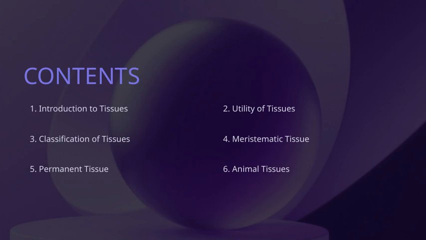After that, we'll explore animal tissues, highlighting the different types that make up our bodies and their specific roles. Finally, we'll look at the utility of tissues, essentially, how tissues contribute to the overall functioning and survival of living organisms. This overview will help us see the bigger picture of how tissues are essential building blocks in both plants and animals, and how understanding their classification and functions is key to grasping biological processes.